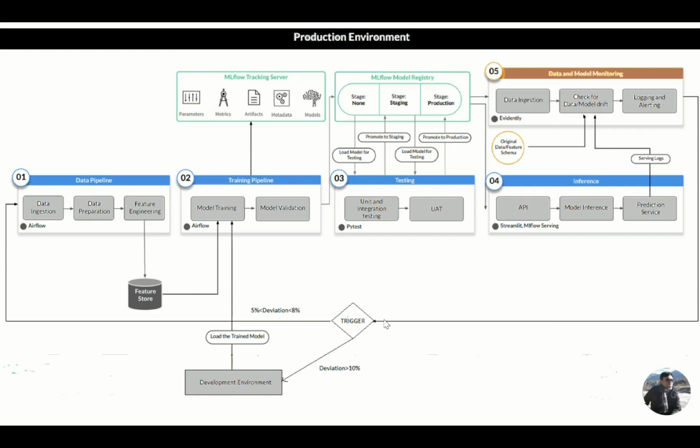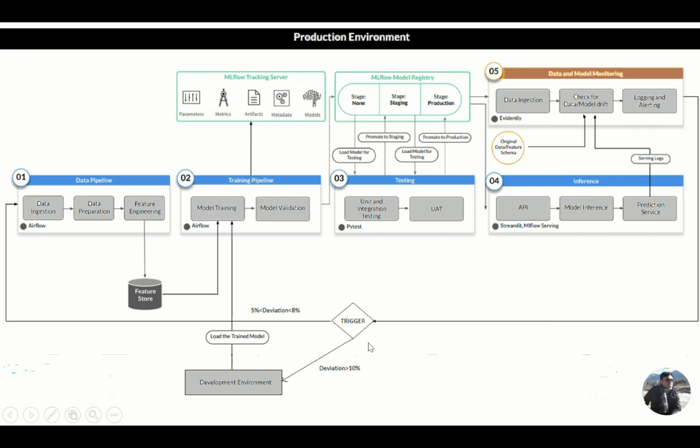Okay, so if the deviation is very less, then we need not do anything. But suppose the deviation is between 5 to 8%, in that case, we have to start from the data pipeline and move to the training pipeline. Like, we have to trigger the data pipeline and training pipeline again.